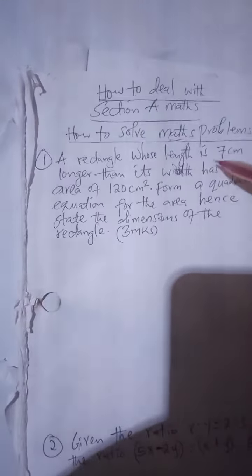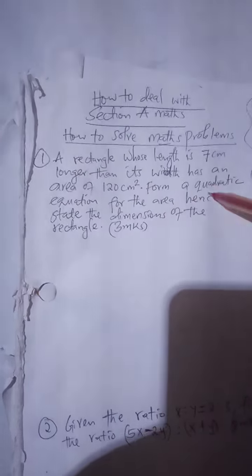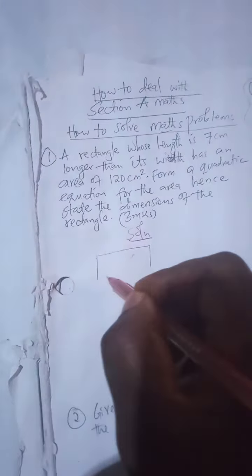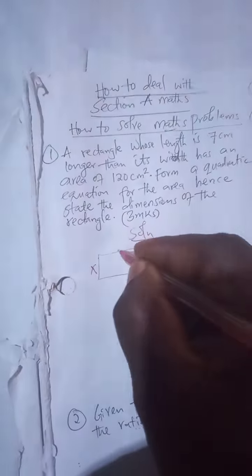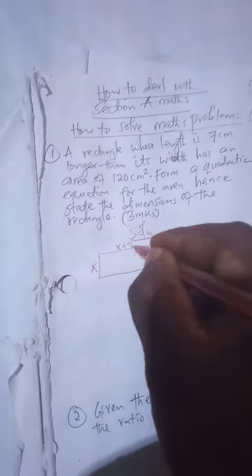Okay, number one, we have a rectangle whose length is 7 centimeters longer than its width, and has an area of 120 centimeters square. Form a quadratic equation for the area, hence state the dimensions of the rectangle. So that means you are supposed to say that this is a rectangle whose length is 7 centimeters longer than its width. So if the width is x, then the length will be x plus 7.